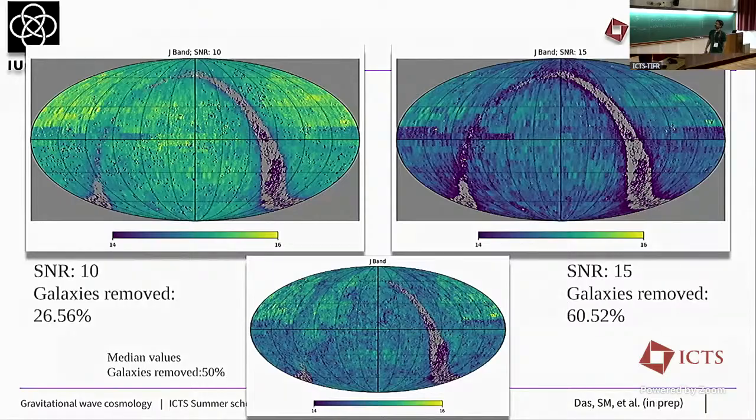So that's what it's trying to do. If you use an SNR threshold of 10, then you remove like 27% of these galaxies. If you go to an SNR of 15, then you remove 60% of the galaxies. And this is what you get with the median values, right? You can get maybe a little bit more of the galaxies, but then you have to be sure that your galaxy catalogs are really doing this kind of SNR thresholds or not. So when you are compiling the galaxy catalogs, whether they are really doing this or not, that's something that you need to check.